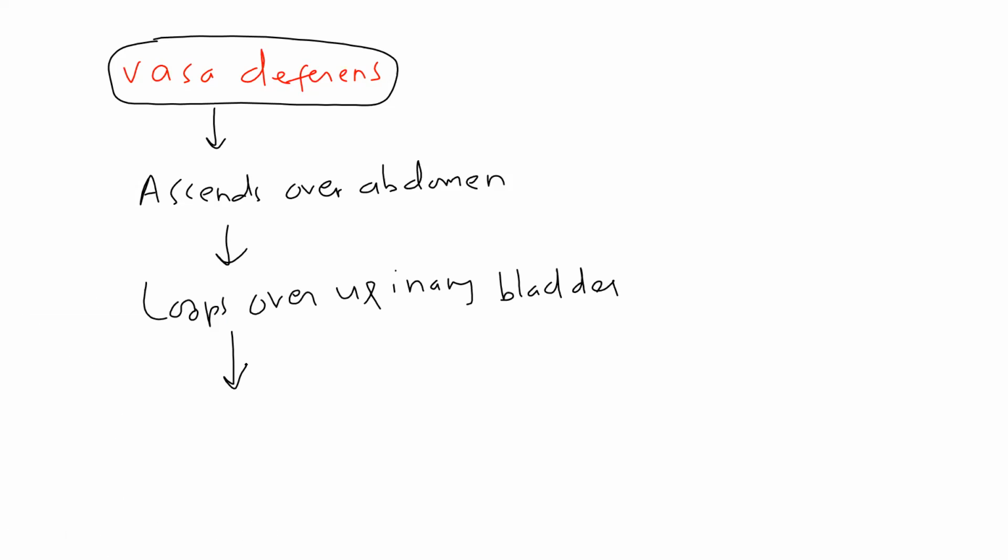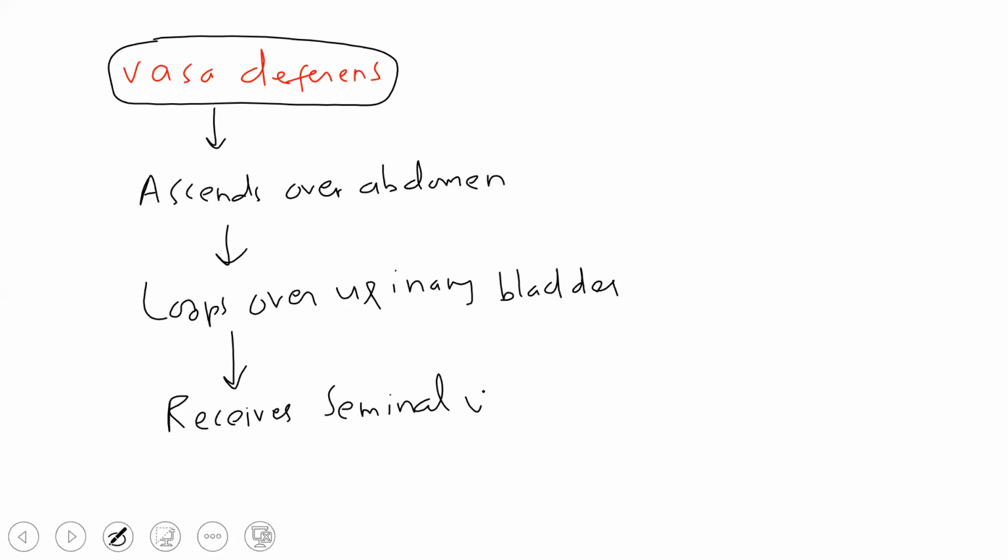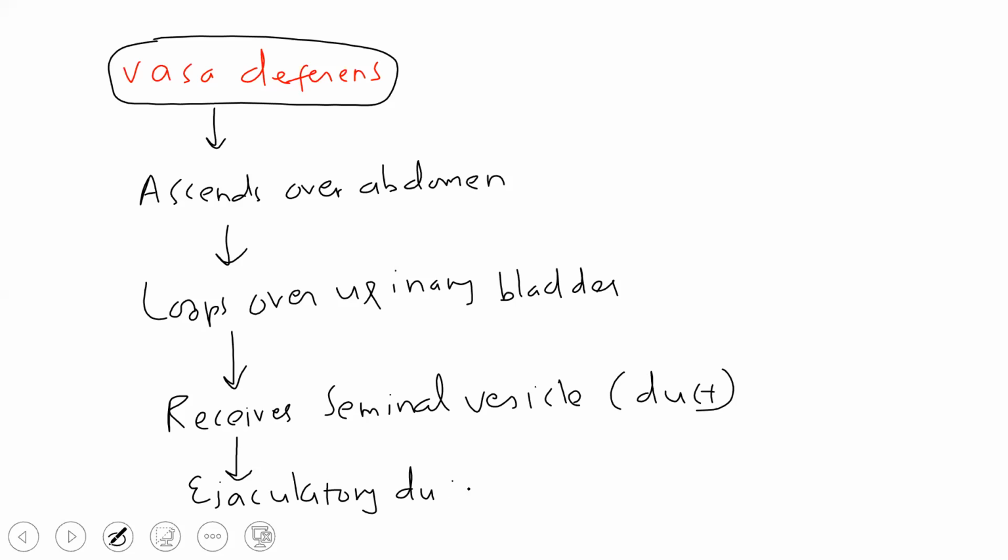Okay, then it will also receive over here an accessory gland duct like the seminal vesicle. Okay, that is the duct from the seminal vesicle. Then it will open into the urethra as the ejaculatory duct. So in male ejaculation, when the sperms are released, the semen is released, and then it will go into the urethra or urogenital tract.